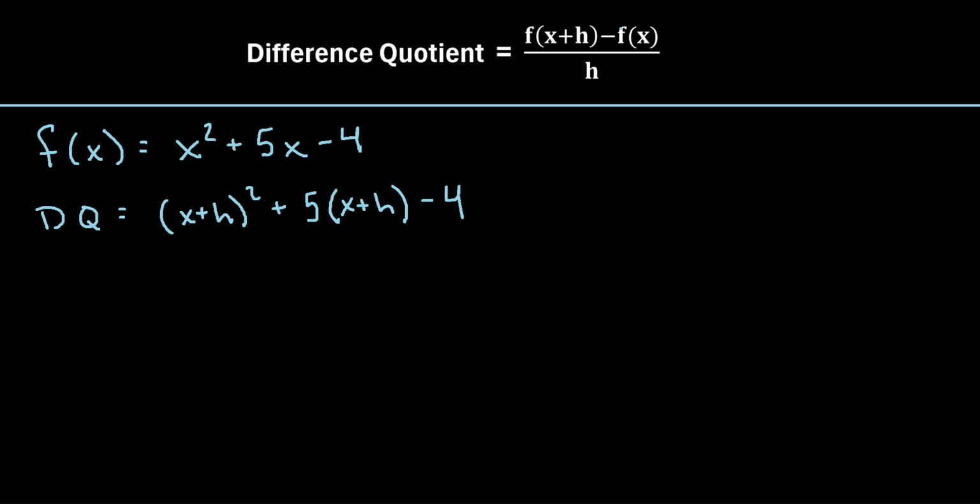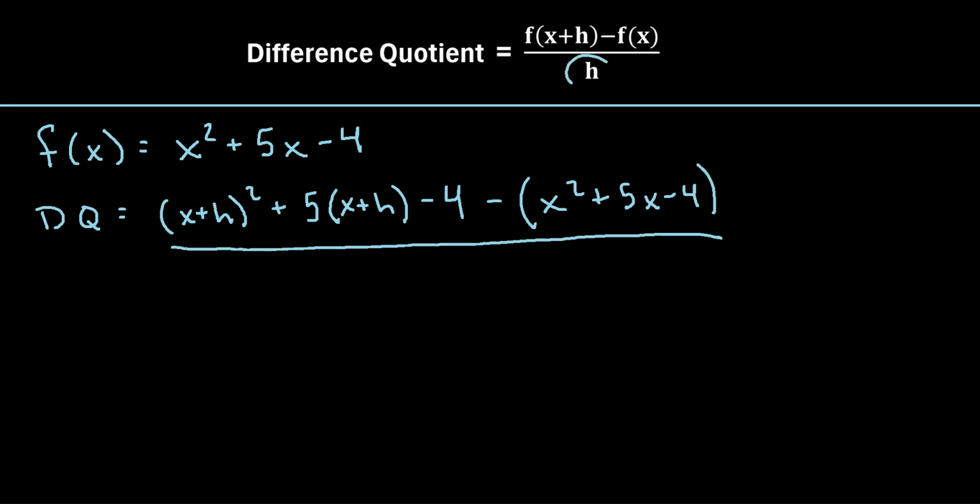Next, we just need to subtract f of x. So we just need to subtract this entire function right here. So let's write that: minus x squared plus 5x minus 4. So that's the numerator of the difference quotient, and the denominator, we just have an h. So let's write an h right here. Okay, so now we just need to simplify the numerator.